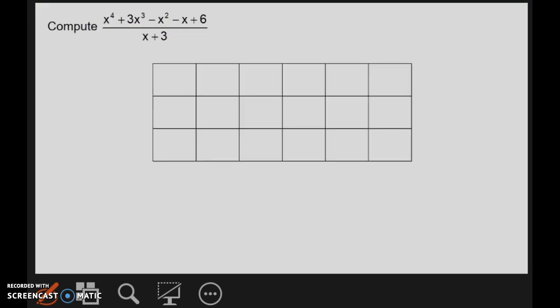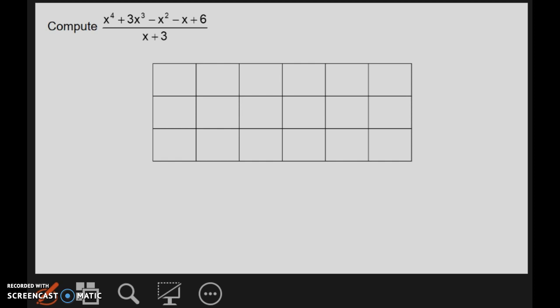Okay, so with that in mind, let's do a problem with the area model. So we're starting with a quartic polynomial, x to the 4th plus 3x to the 3rd minus x squared minus x plus 6, and we're dividing it by x plus 3.